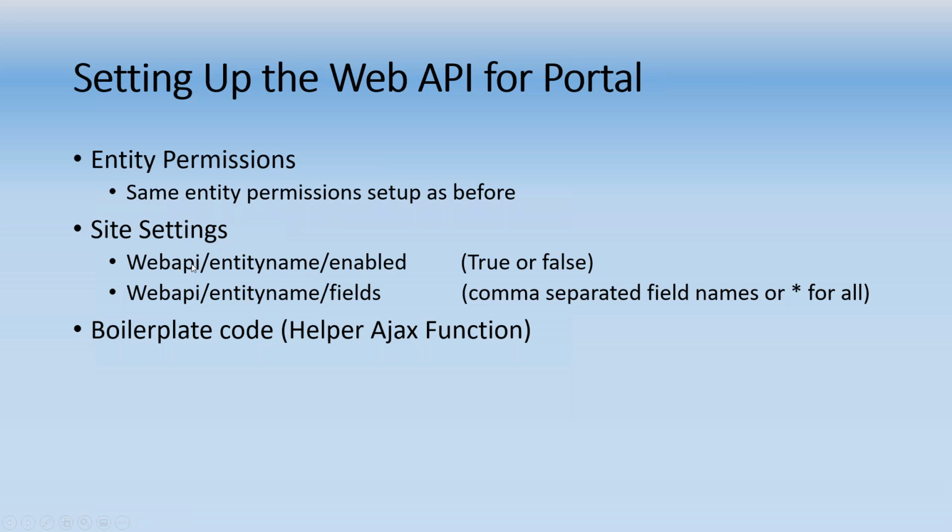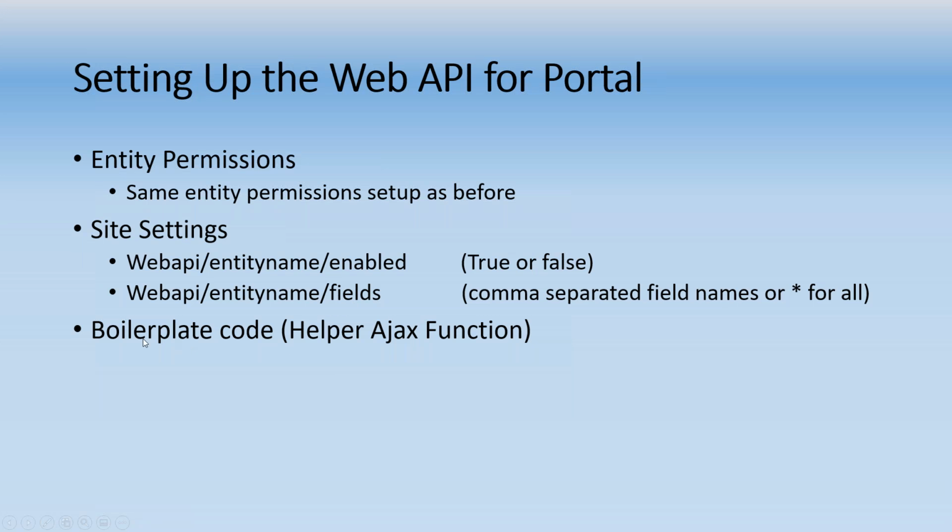For each entity that we want to expose to the portal through the web API, we have to have two site settings. One is called Webapi/entity name/enabled, where the entity name is the logical name, like contact, for example, and you set it to true. And there is Webapi/contact/fields, for example, where you give comma separated field names. Or if you want all fields to be exposed, which is not recommended, you put star. Now, even though it says fields here, it's not necessarily fields, which we will touch upon again in the demos.